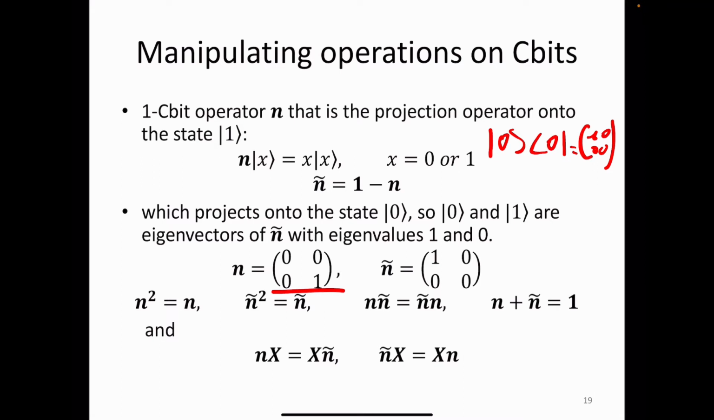It has some interesting properties that you can see here. The n plus tilde n that you see here, which is both projection operators, gives you the identity, of course. Okay.